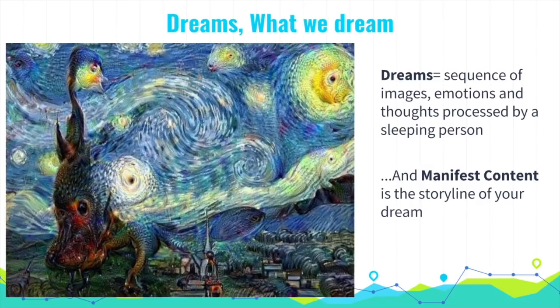But before we go any farther, let's define the word dream. It's essentially a sequence of images, emotions, and thoughts processed by a sleeping person. And manifest content is the so-called storyline of your dream. So the content that's occurring in your dream, whether it's going to the grocery store to buy some milk, or making a YouTube channel about AP US history.